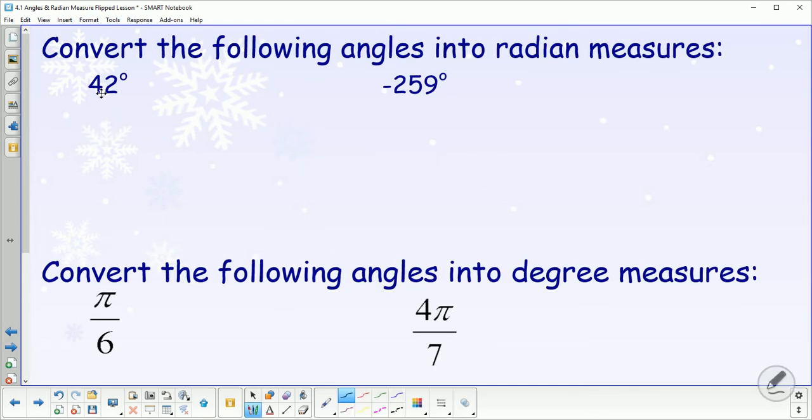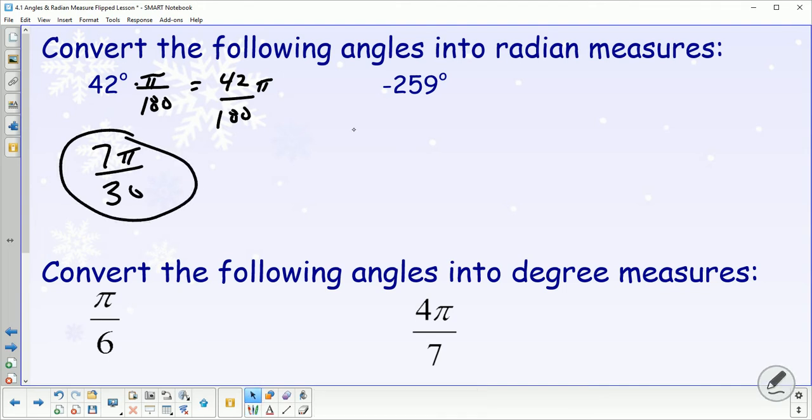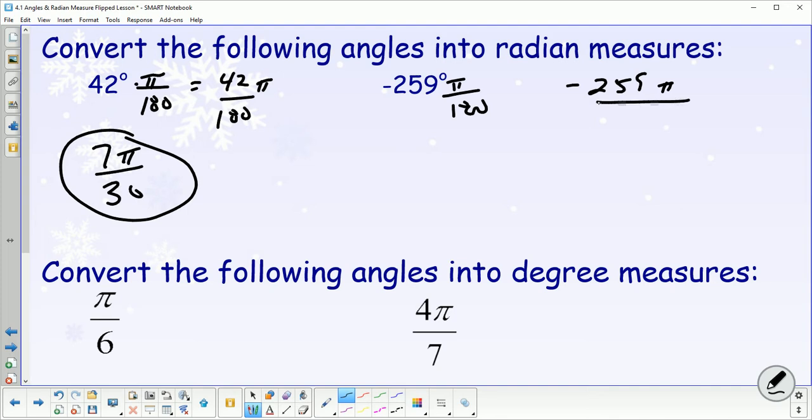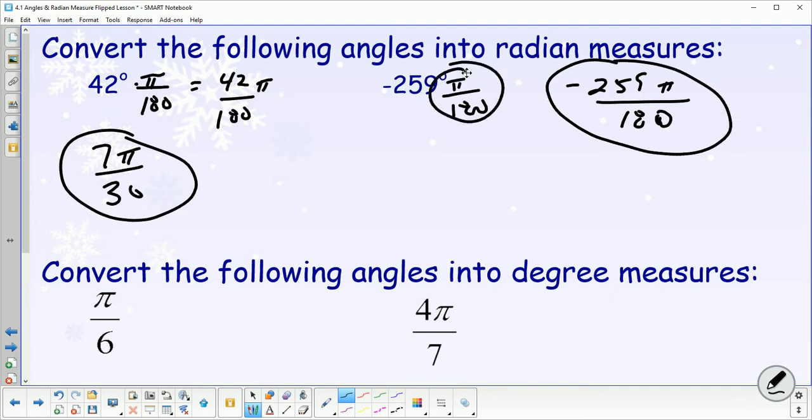If we want to convert from degrees to radians, we're going to multiply by pi over 180. And remember, we don't want to multiply by 3.14. So we'd have 42 pi over 180, and then we're going to simplify that. And we should get 7 pi over 30. Okay, that would be our simplified fraction. Likewise, if we multiply this by pi over 180, we're going to get negative 259 pi over 180, and that actually does not simplify anymore, so this is how we would leave it. Okay, big thing for degrees to radians is just multiplying by pi over 180.